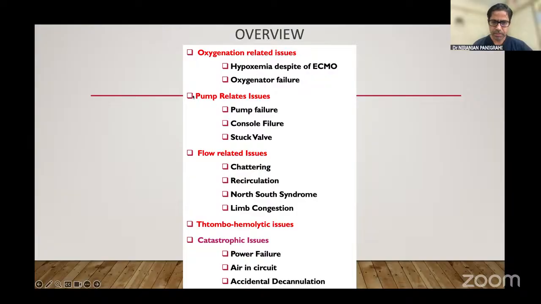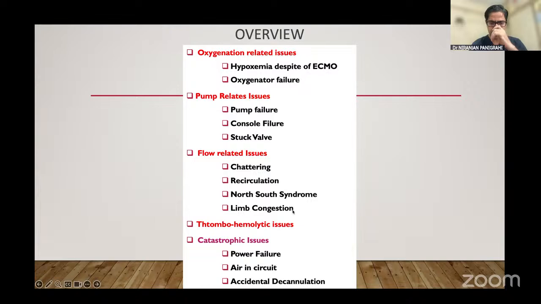Second is something like the flow related issues or the pump related issues. The flow related issues can be like flow insufficiency or chattering. Then it can cause recirculation, which is an exclusive problem of VV ECMO. North-South syndrome, which is again related to VA ECMO. Limb congestion and limb ischemia.